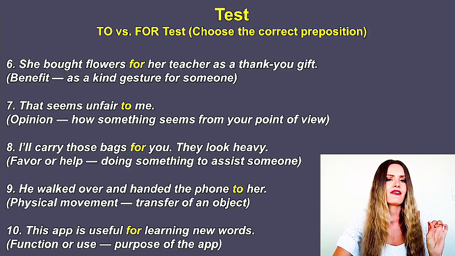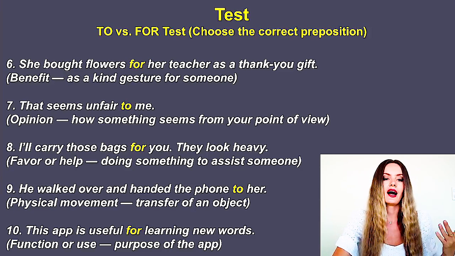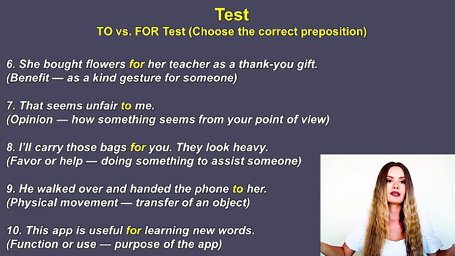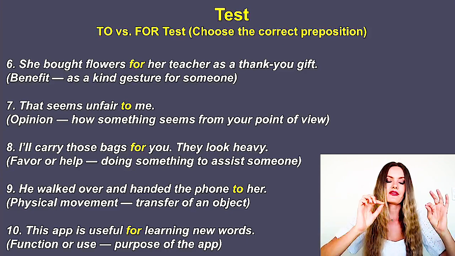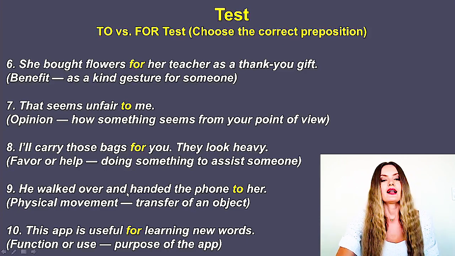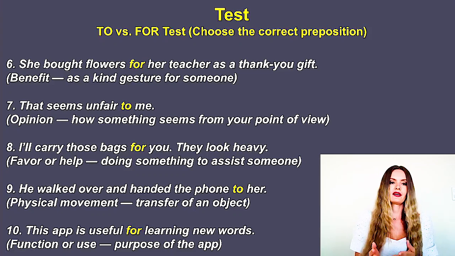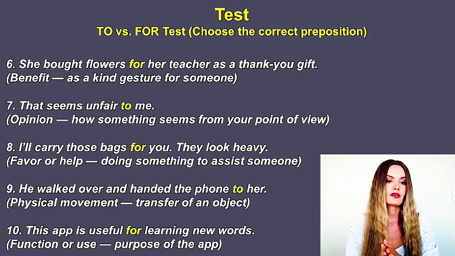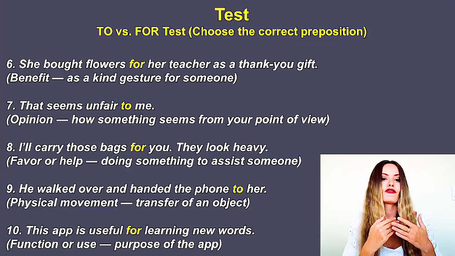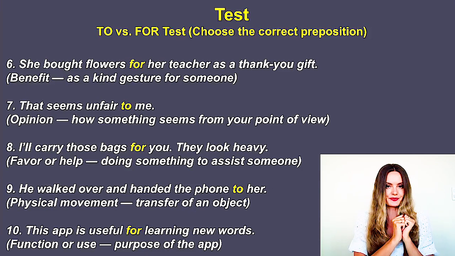Number 7, that seems unfair to me. Here, we have an opinion, how something seems from your point of view. So in my opinion, it's unfair. So that seems unfair to me. Number 8, I'll carry those bags for you. They look heavy. So here, we are talking about favor or help, doing something to assist someone. For you. I'll carry those bags for you.